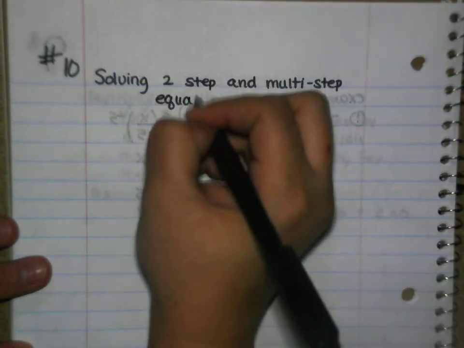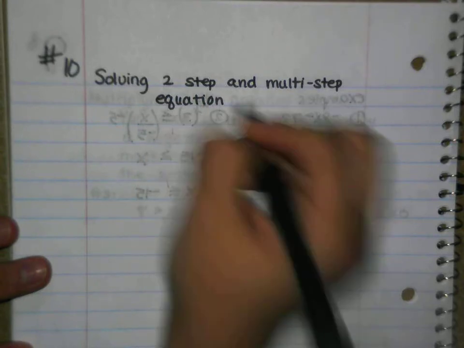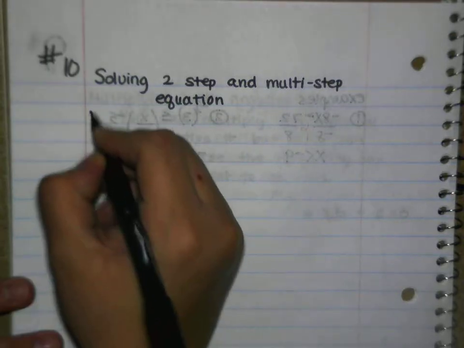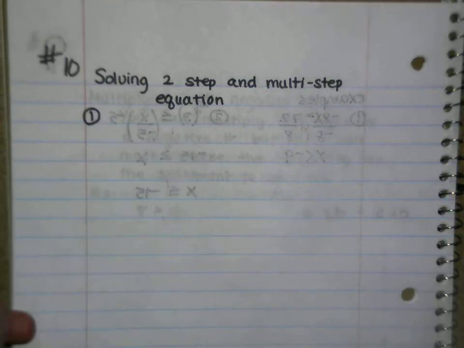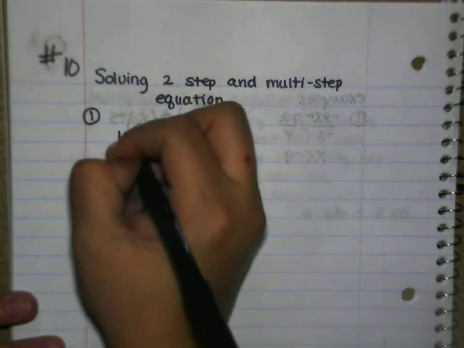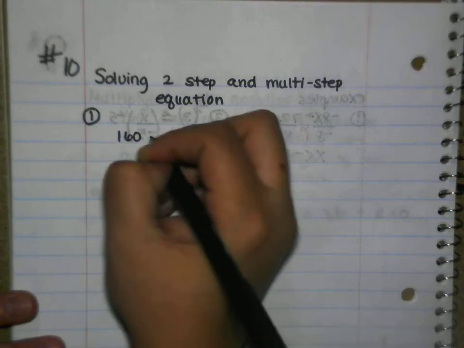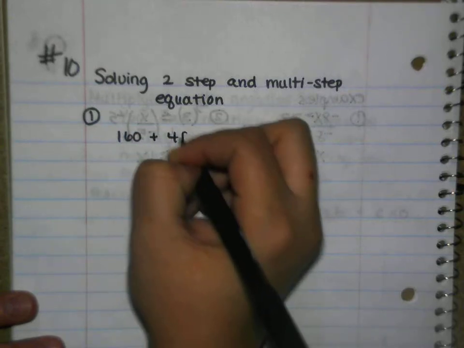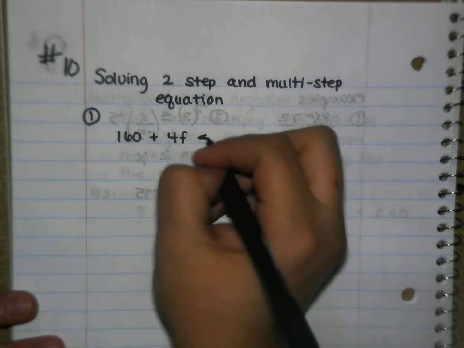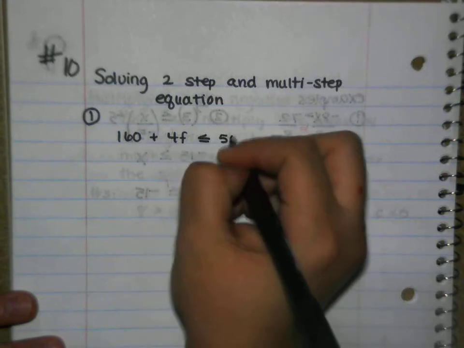Equations. So same things that we were doing with two-step and multi-step equations when we were just solving them without inequalities, but now we're going to be throwing in the inequality sign. So remembering the rules about when we are going to be flipping the inequality is also important. So let's look at 160 plus 4f is less than or equal to 500.